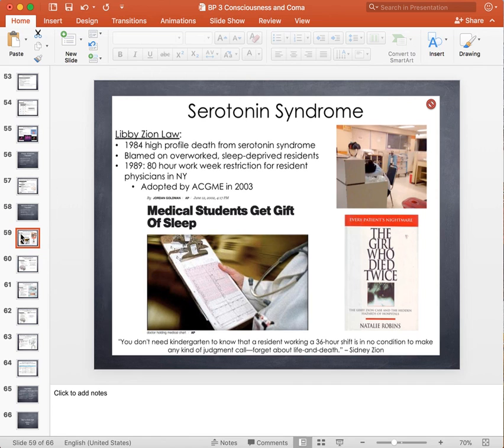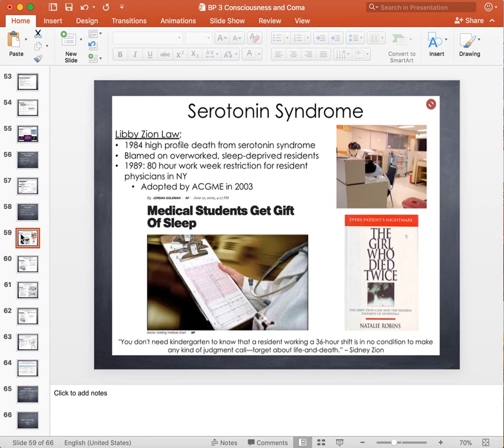So just a couple things. We're just going to go over serotonin syndrome and neuroleptic malignant syndrome, and then we'll call it a day. So serotonin syndrome has gotten a lot of press, in part because it actually led to the work hour restrictions that we now have for medical residents. Yep. So there was a very high profile case in which the daughter of some very wealthy, powerful man, he was a columnist for the New York Times.